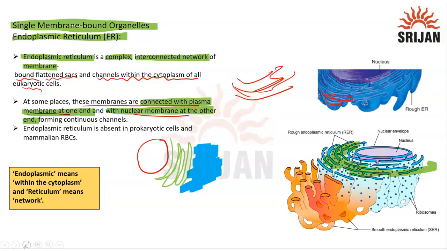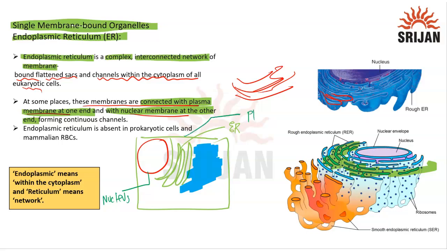So if this is the cell, it looks like that. This is the endoplasmic reticulum. At one end, it is connected with the nucleus. At the other end, it is connected with what? The plasma membrane. And one side of it faces the cytoplasm or the protoplasm.